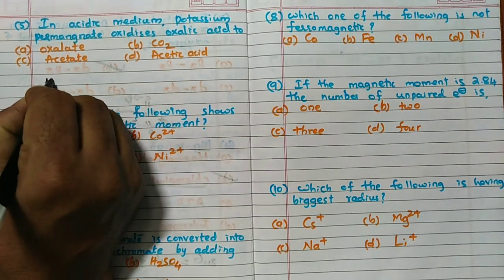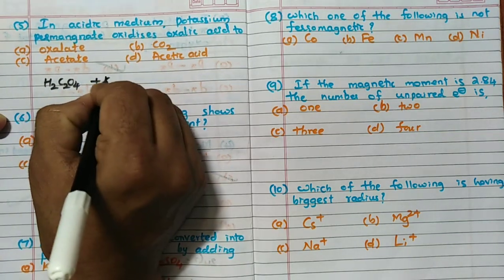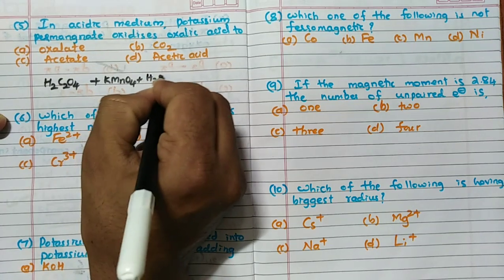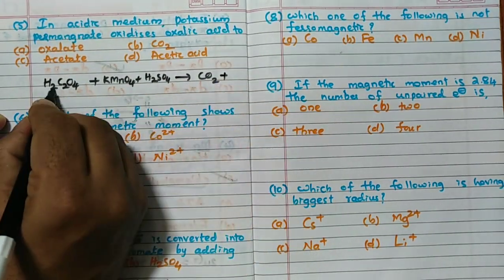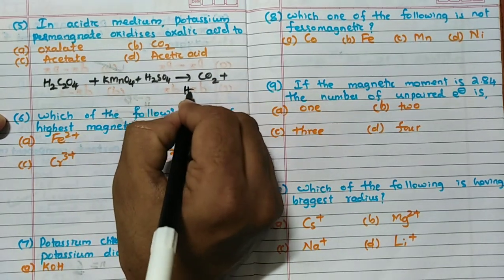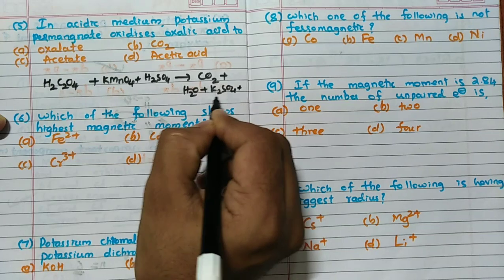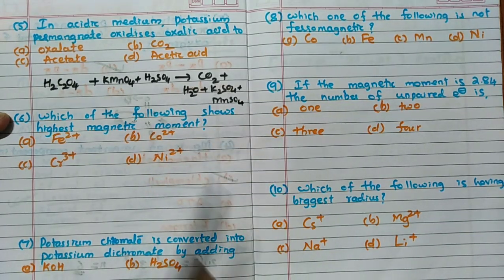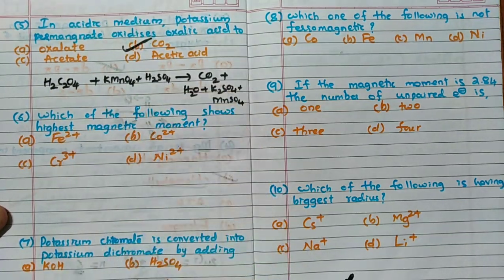So here, H2C2O4, oxalic acid, reacts with KMnO4 in the presence of sulfuric acid. You are going to get carbon dioxide from this, plus water, plus K2SO4, plus MnSO4 as the products. So always remember, oxalic acid forming carbon dioxide is the answer.